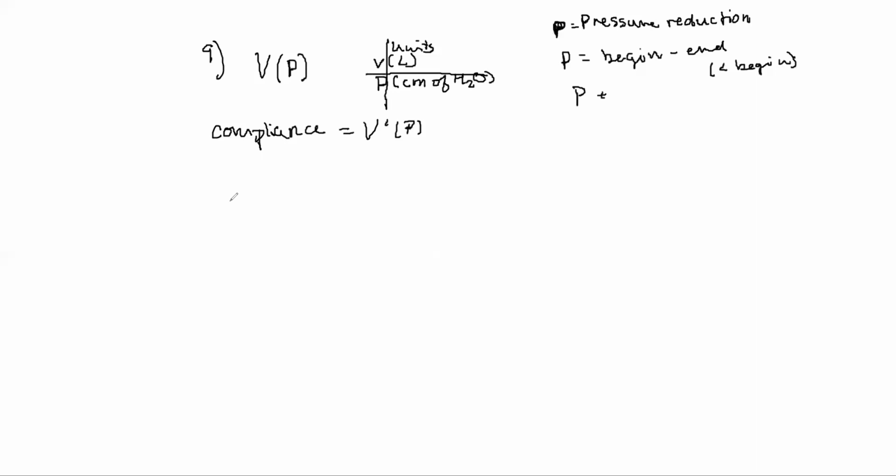Let's try writing this in Leibniz notation. How would I write this in Leibniz notation? dV over dP. Yep. So my units would be, for every change in centimeter of H2O of pressure reduction, I guess is the units that they're using for pressure reduction, the volume would increase.